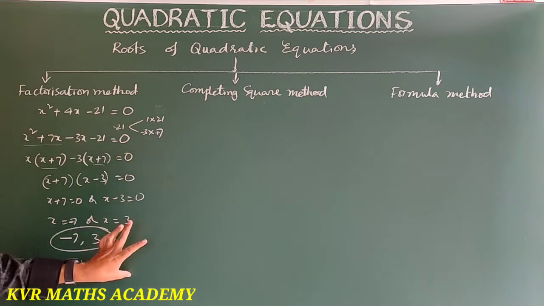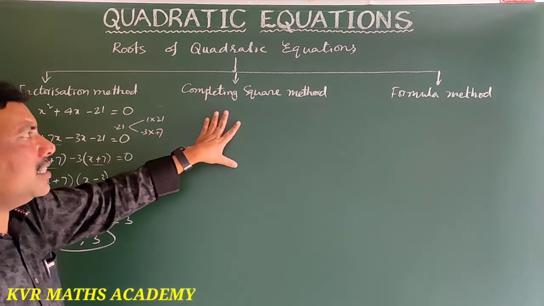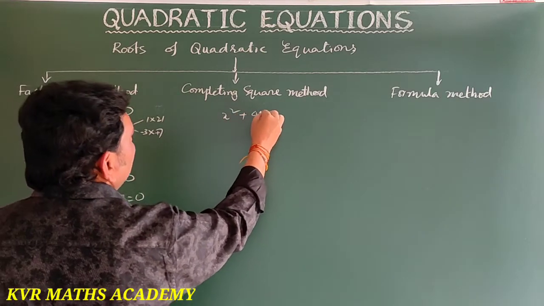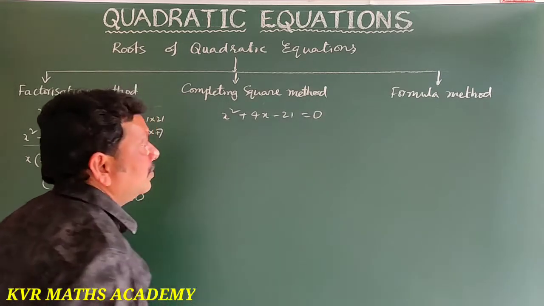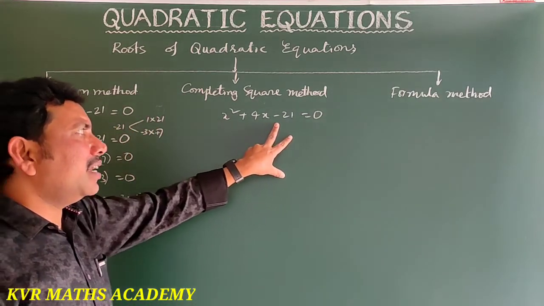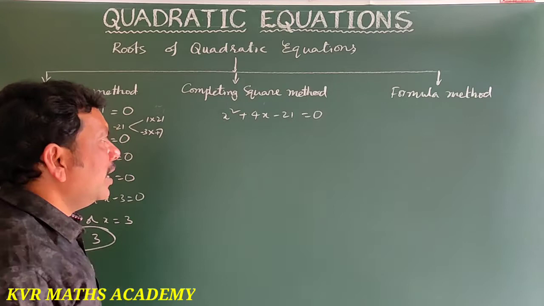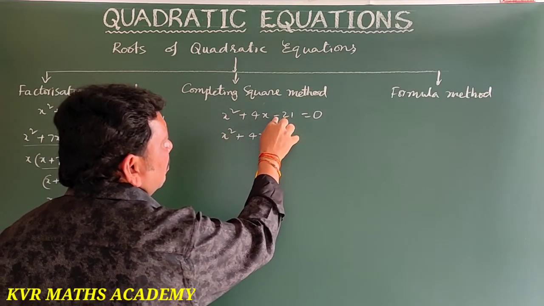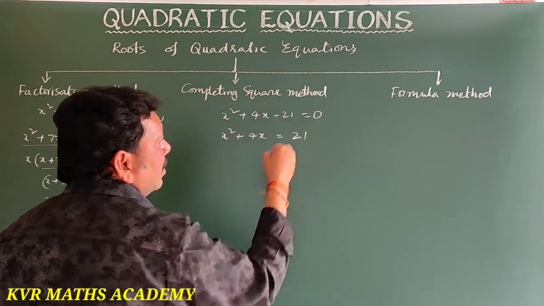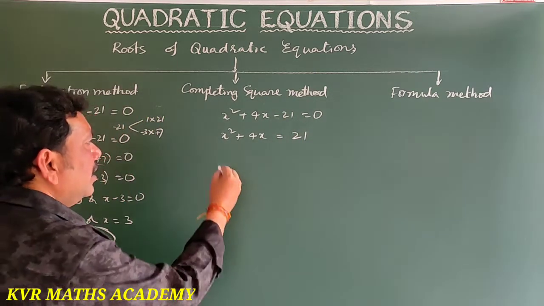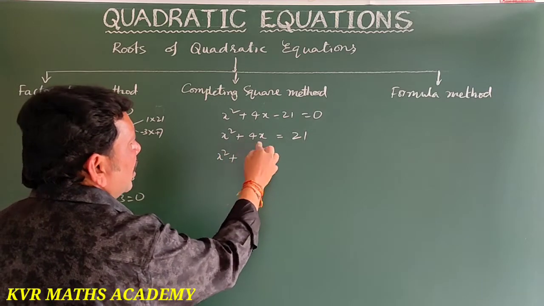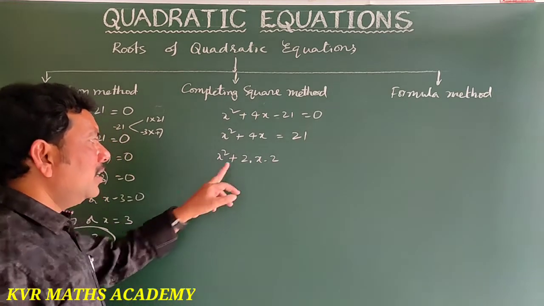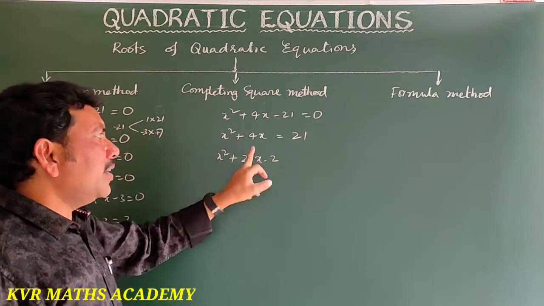Understood clearly? Yes. So for the completing square method, I'll explain the same example. See, x square plus 4x minus 21 is equal to 0. So here completing square means x square plus 4x is equal to minus 21. Transfer to this side, it will become plus 21, right? Here 4x can also be written as 2 into x into 2, no? 2 into x into 2, right? 2 2s are 4, so 4x.